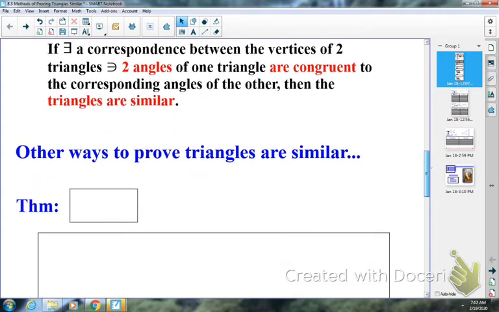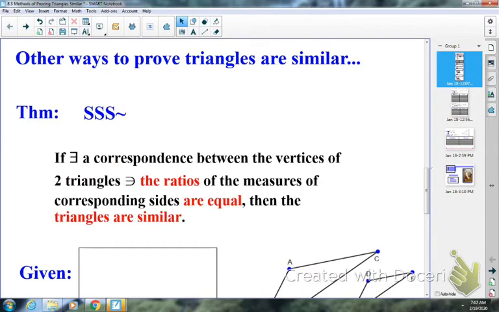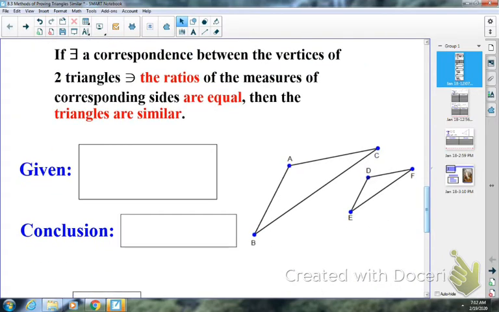Now, there are other ways to prove triangles are similar besides just angle, angle, or angle, angle, angle. The next method is side, side, side. So this one basically is not talking about any angles. You're talking about all three pairs of corresponding sides being in the same ratio. So if there exists a correspondence between the vertices of two triangles such that the ratios of the measures of the corresponding sides are equal, then the triangles are similar. So in this one, you have to again know that all three pairs of corresponding sides have the same ratio.